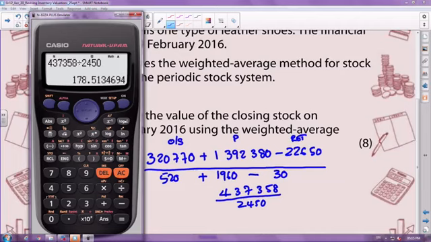178.51. Okay, I want you now for the next minute to determine what will be the value of my stock using the weighted average method. Continue from this calculation. You have 1 minute. Go for it.